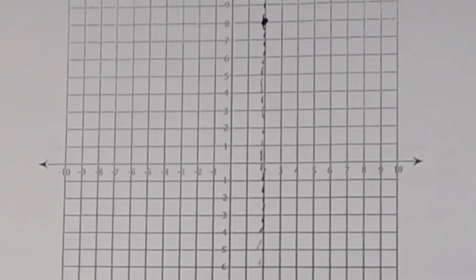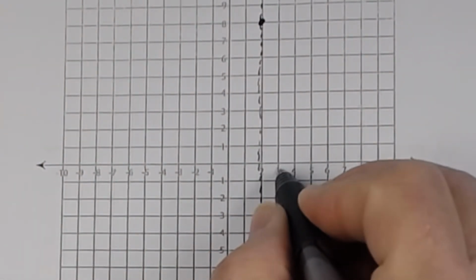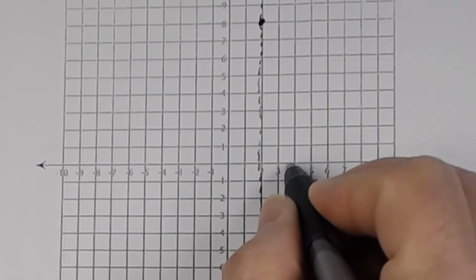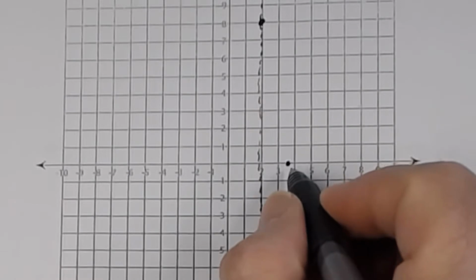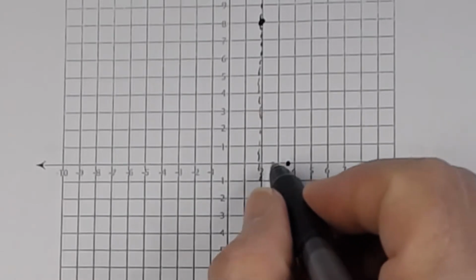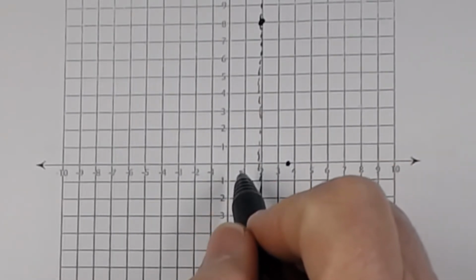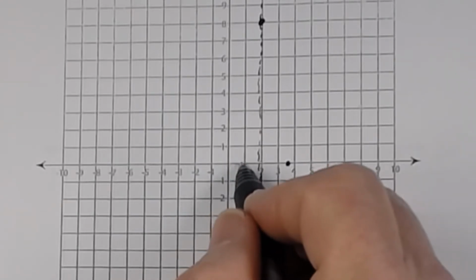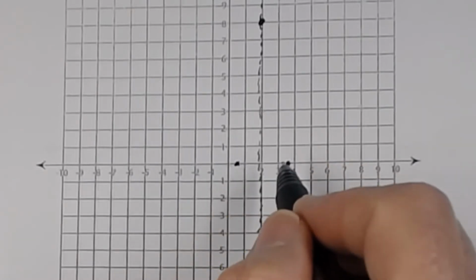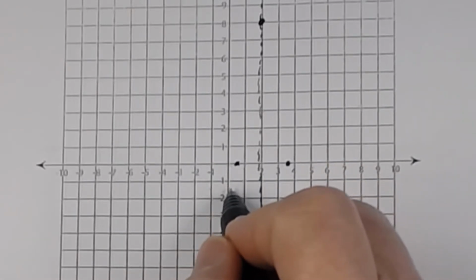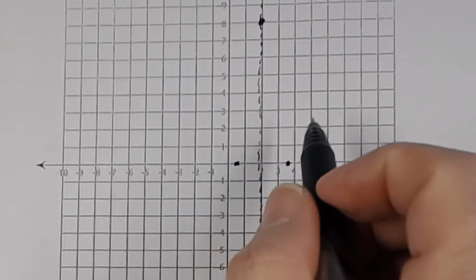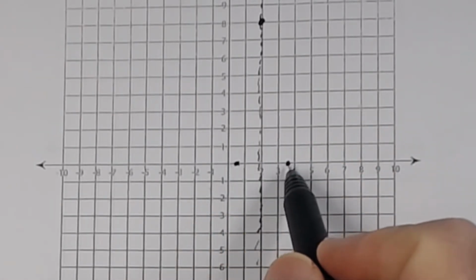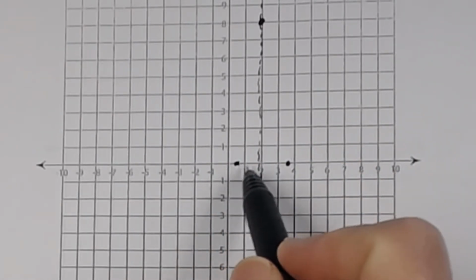All right, so 3.6. Y'all agree? If this is 3, this is 4, 3.6 is about right here. Just do the best you can with approximating it. And where's the other x-intercept? 0.4, so it's about halfway between 0 and 1, almost. And it kind of looks like they're the same distance, doesn't it? Mm-hmm. All right.